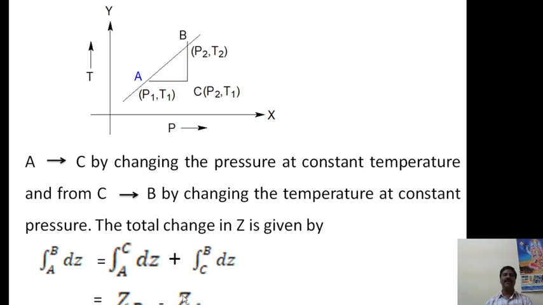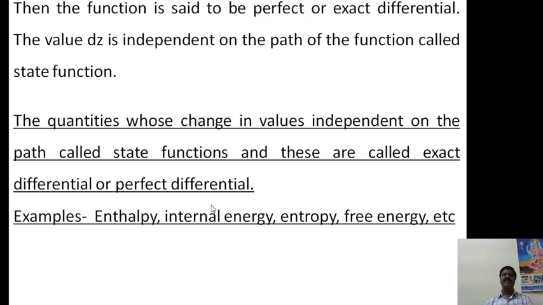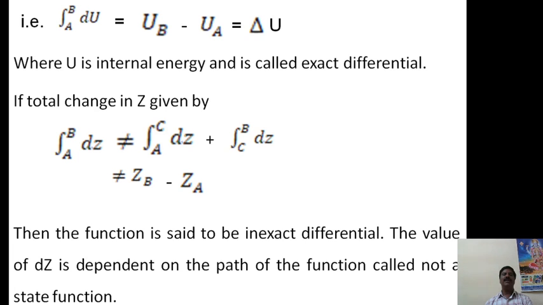How does this take place? Suppose we are going from A to B, a different amount of energy will be consumed, and going from A to C and C to B, a different amount of energy will be consumed. Therefore, the AB energy is not equal to the A to C plus C to B energy. These are not equal, hence it is called path dependent, and values depend on the path, hence it is called an imperfect differential, and it is not a state function.